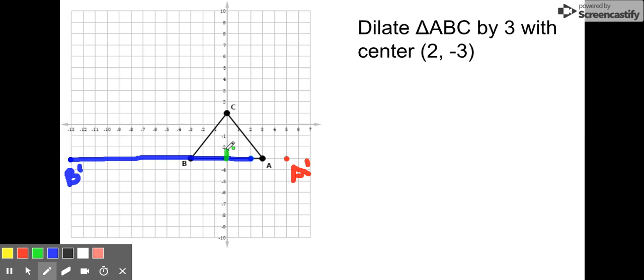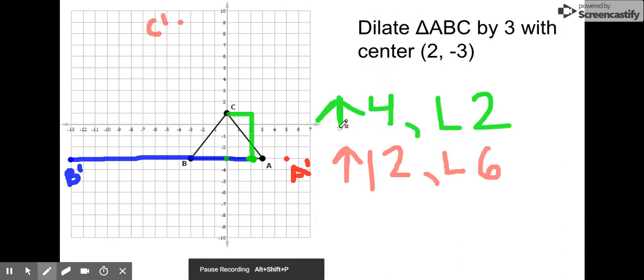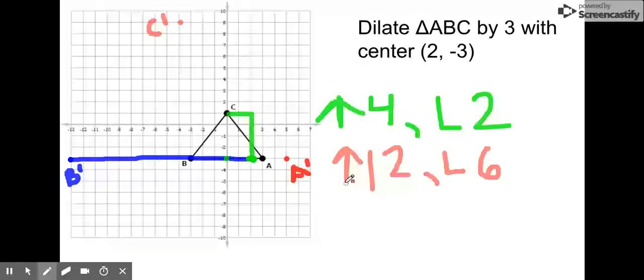So we are rising 1. Oh, actually, let's make sure we're looking at the center of dilation. Okay, so we're going up 2, 3, 4, left 2. So since we went up 4, we're going to have to go up 12, 3 times that amount, and then left 2 means we're going to go left 6. So we're just going to start at the center of dilation. We're going to go up 12, left 6. So C prime is located at (-4, 9).